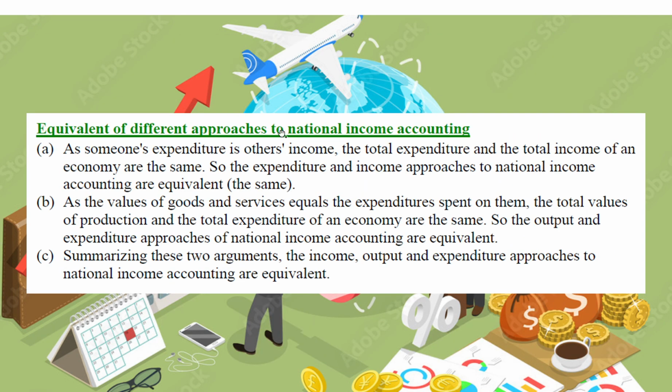Equivalence of different approaches to national income accounting. So we can say someone's expenditure is others' income, right? So total expenditure and total income should be the same. And the values of the goods and services equal the expenditure spent on them. So the expenditure approach and the output approach should be the same. Summarizing these two arguments, the income, output, and expenditure approaches to national income accounting are equivalent, but be careful, there are different arguments on it.